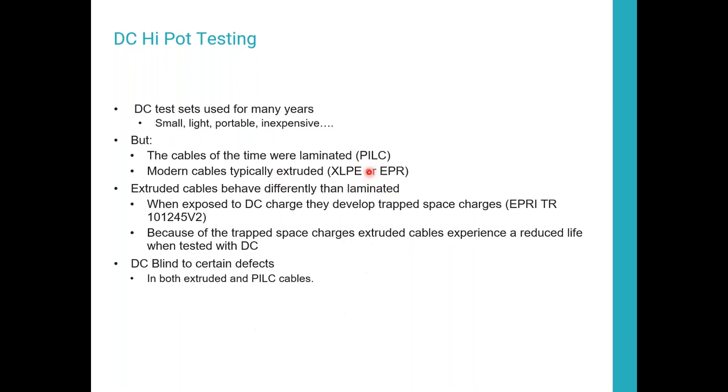So with the introduction of the extruded cables, high pot testing for your cables and your gear has slowly gone by the wayside. What they also found was DC was blind to certain defects in both extruded and paper lead cables.